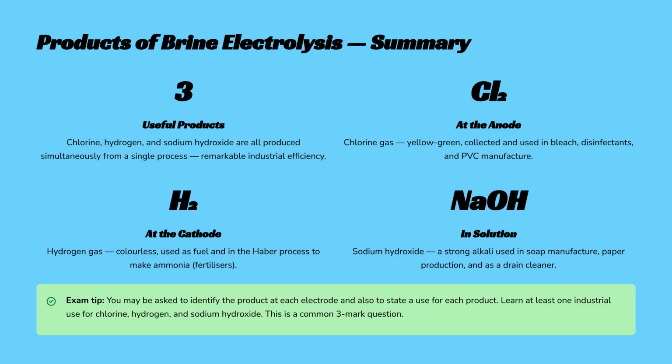Chlorine is used in bleach and plastics. Hydrogen is used as fuel and to make ammonia. Sodium hydroxide is a strong alkali used for soap, paper, and as a cleaning agent. Learn at least one industrial use for each product for exams.